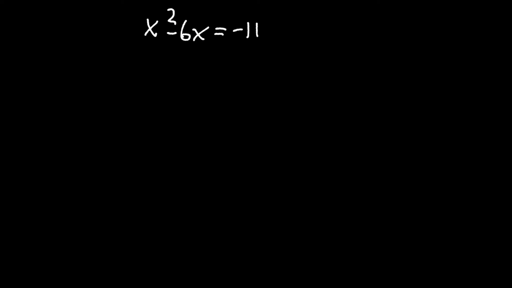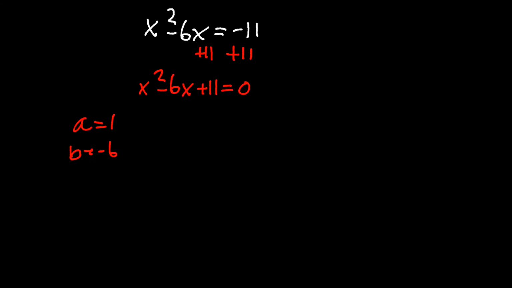So here we have x squared minus 6x equals negative 11. If you are going to use the quadratic formula, your equation has to be equal to 0. That is non-negotiable. It has to be equal to 0. So I'm going to add 11 to both sides. I have x squared minus 6x plus 11 equals 0. And now I can use the quadratic formula. I'm also going to figure out how many solutions there are based on the discriminant. So our A is 1, our B is negative 6, and our C is 11.